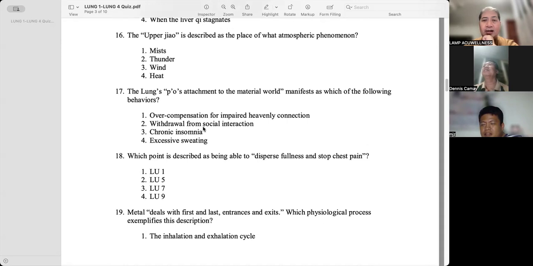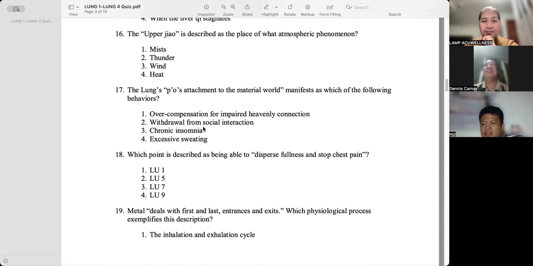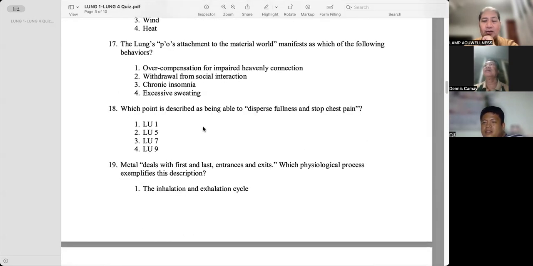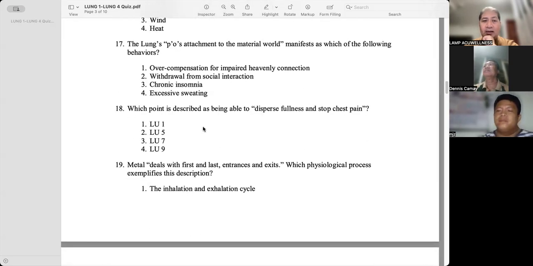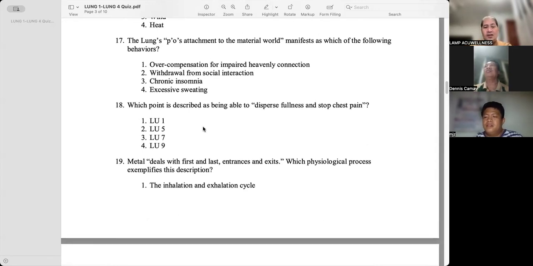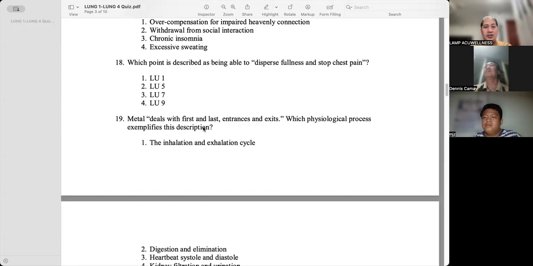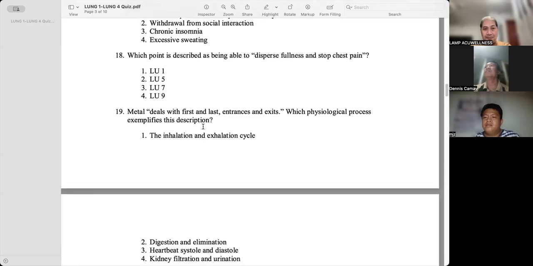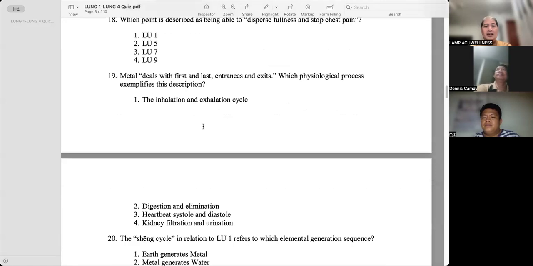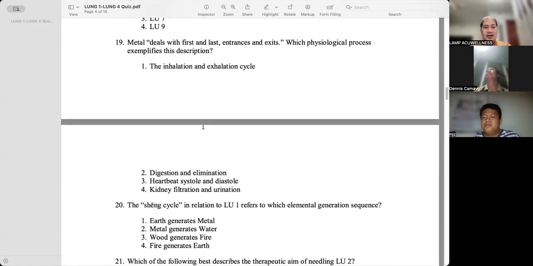The upper jiao is described as the place of what atmospheric phenomenon? Mists. The lung's po attachment to the material world manifests as which of the following behaviors? Overcompensation for impaired heavenly connection. Which point is described as being able to disperse fullness and stop chest pain? Lung 1.